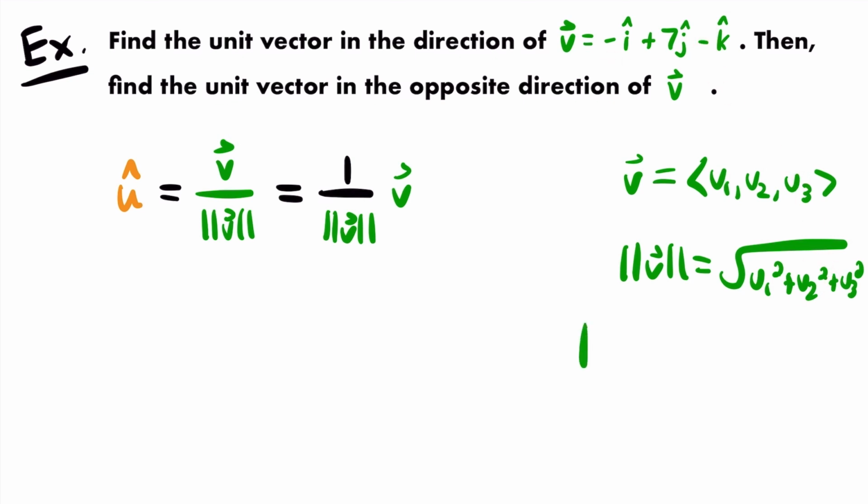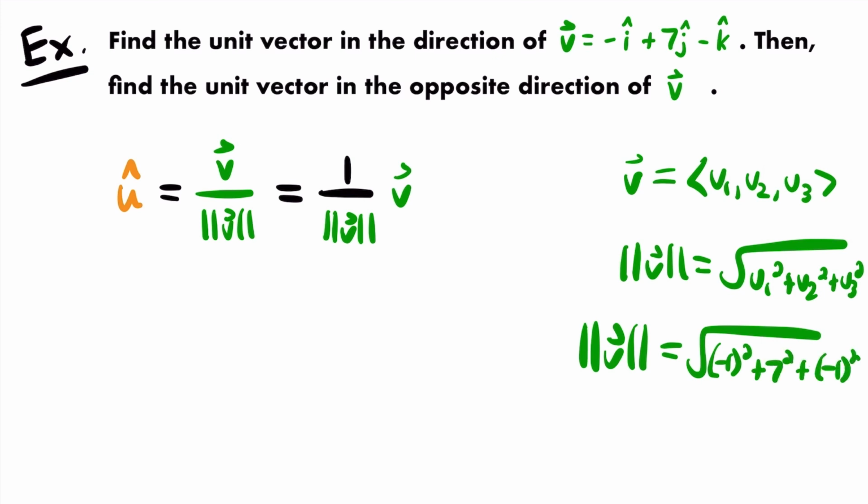All right, so the magnitude of vector v in this case will be equal to the square root of -1 squared plus 7 squared plus -1 squared. Okay, now -1 squared is 1, and 7 squared is 49. So this is equal to the square root of 1 plus 49 plus 1. And 1 plus 49 is 50, plus another 1 is 51.